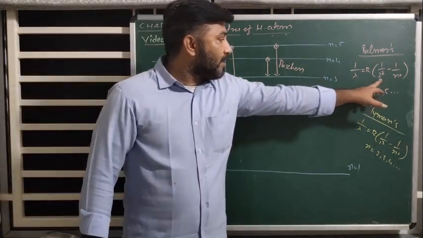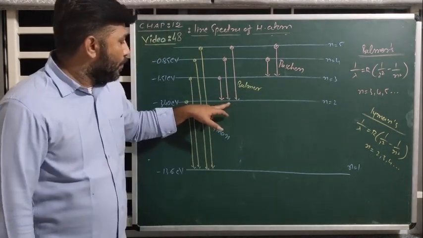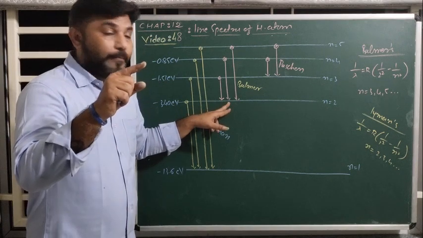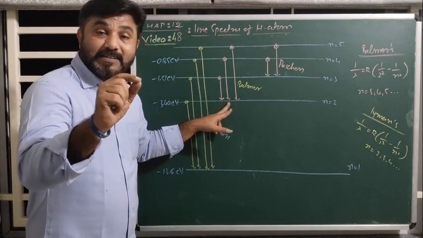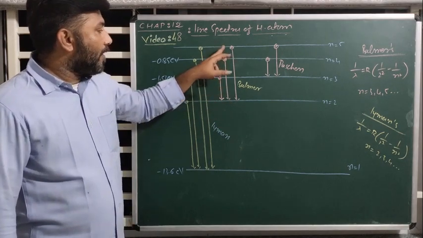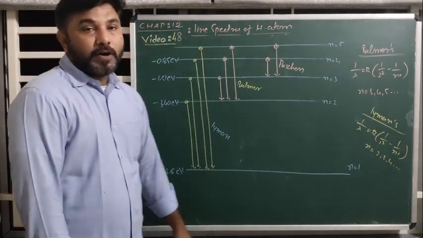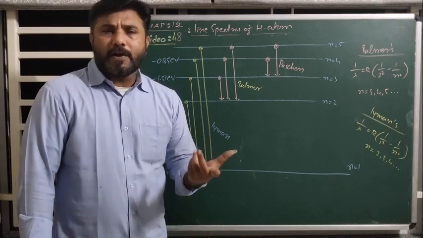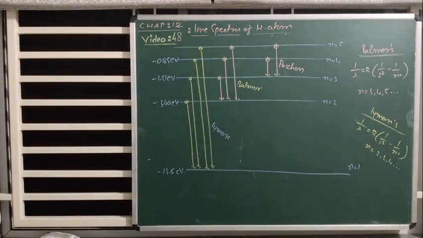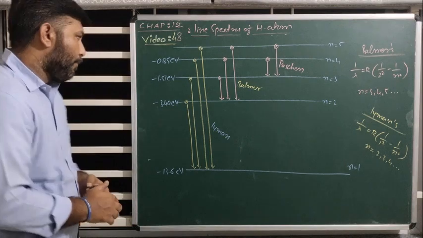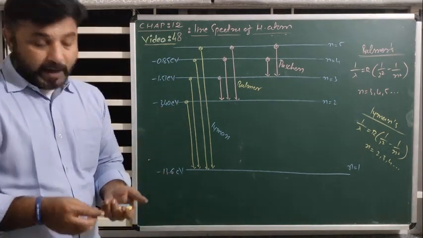For Balmer, low energy level was 2. So n is equal to 2 means first excited state, electron may come from 3, 4 and 5 and so on. Clear? So have a look for a few seconds and then you will see very small definitions. Okay? Ready? Now let us see, from here only we are taking the definition.